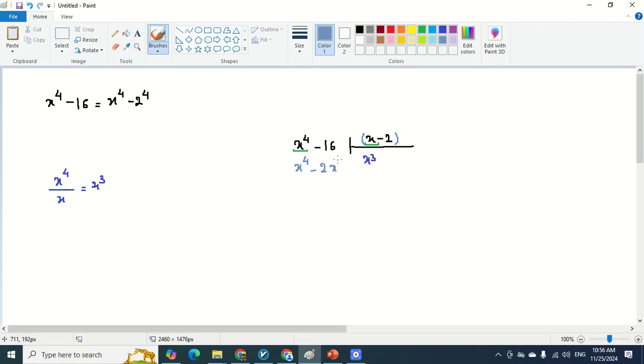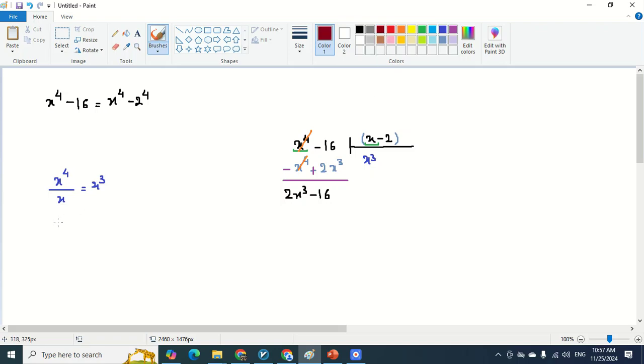Now, to subtract these two terms, I should change the signs of the expression, so this negative changes to positive and this positive changes to negative. After I add them together, the greatest exponent is cancelled, and the result here will be 2x cubed minus 16.